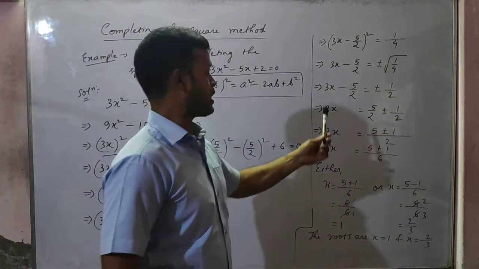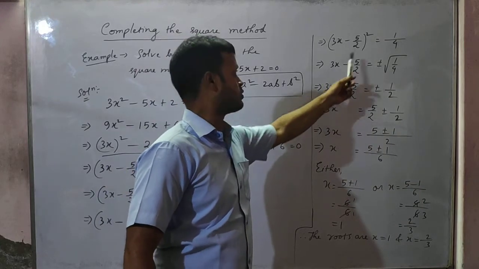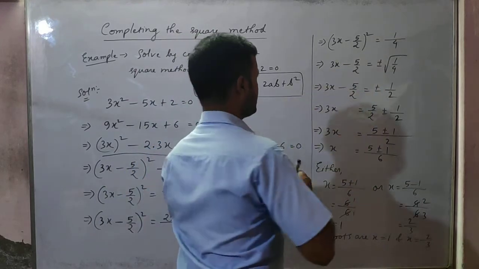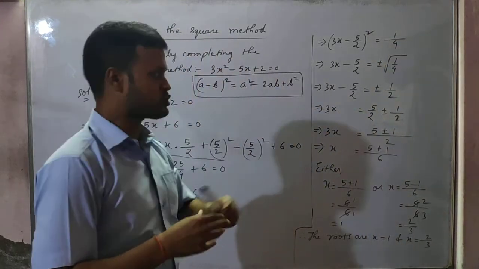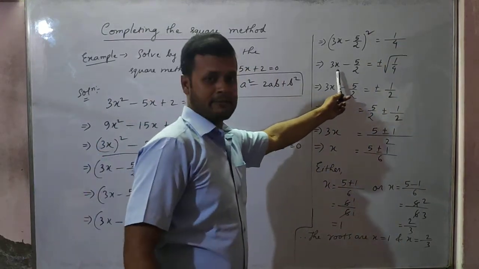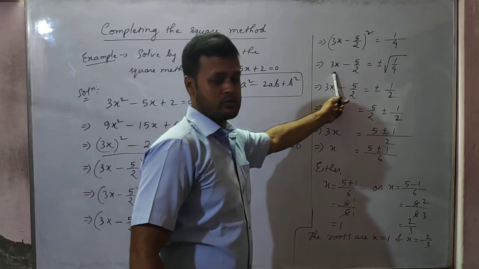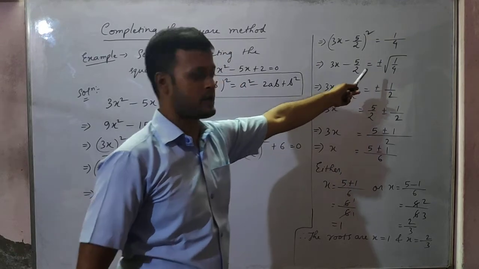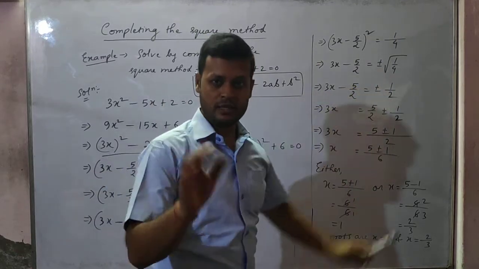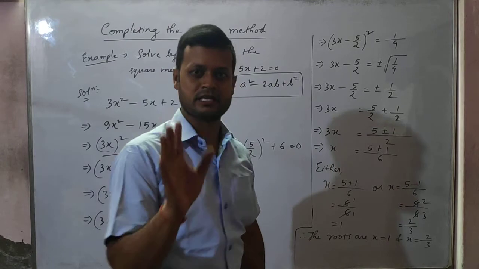Now both sides I am doing square root. This side if I do square root, square is there, no? Here one square is there. If on the left hand side I do square root, then the square will go. So 3x minus 5 by 2. And on the right hand side if I do square root, then a plus minus sign will come. Always remember, whenever you are doing square root, a plus minus sign will come.